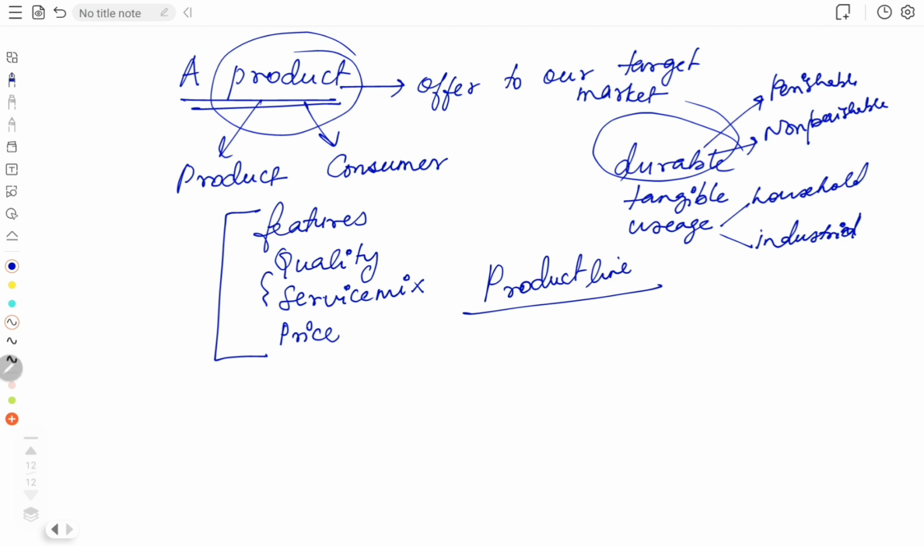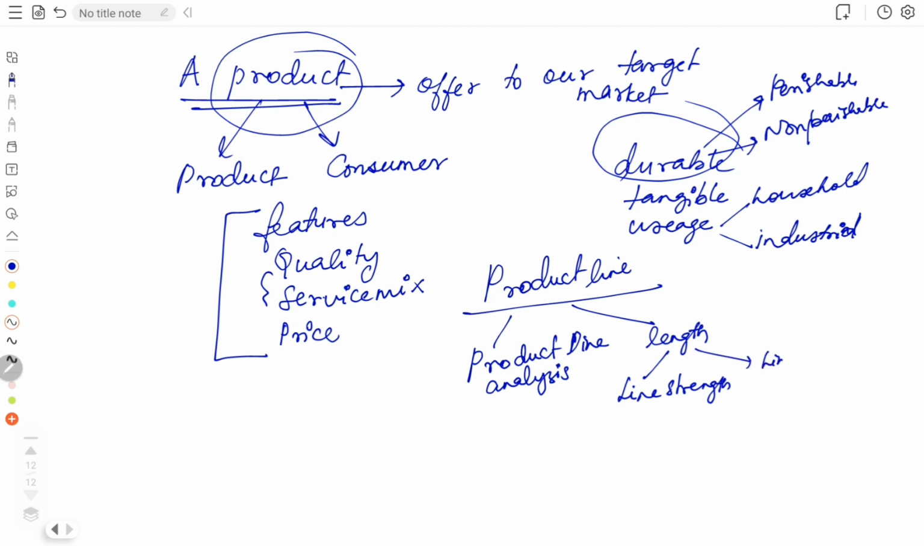Some of these product line decisions include product line analysis, then product line length decisions, that is, should we lengthen or shorten the product line? And based on product line length, you can have line stretching, that is lengthening the line, or line filling. Okay, line stretching is when a company lengthens its product line beyond the current range.